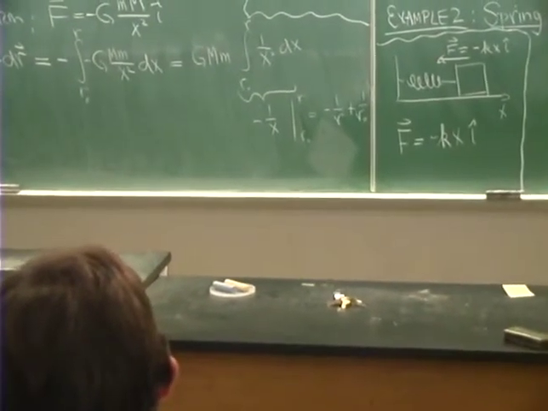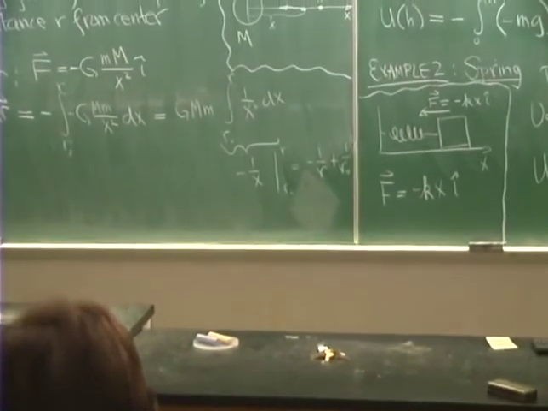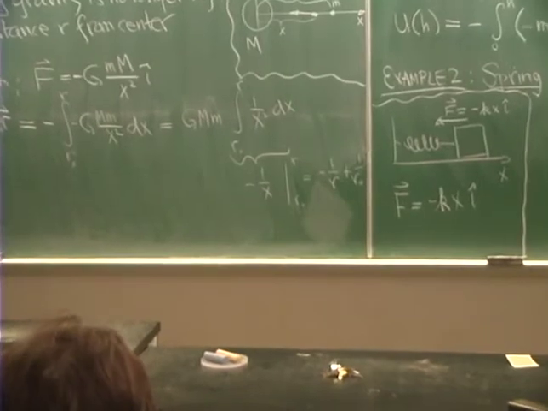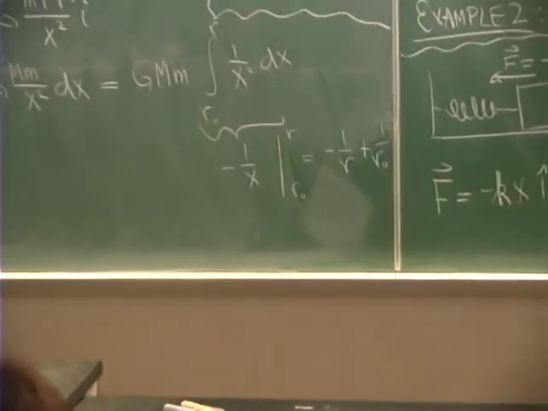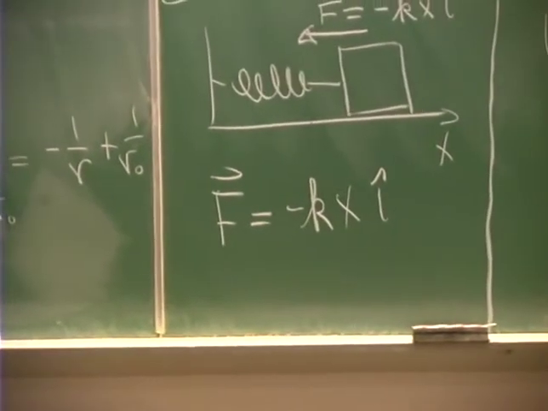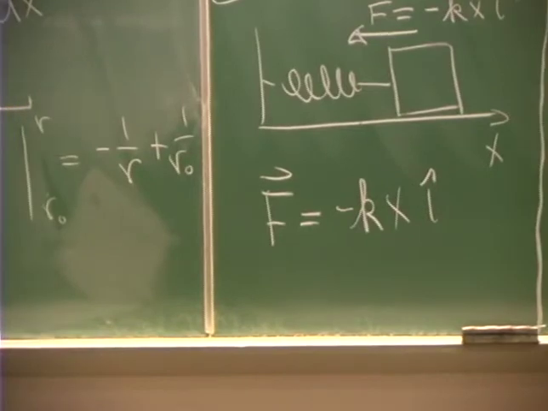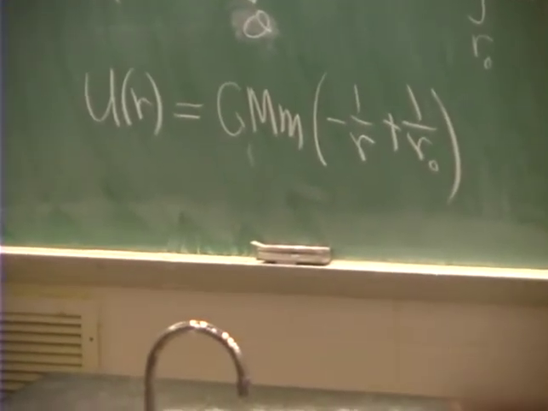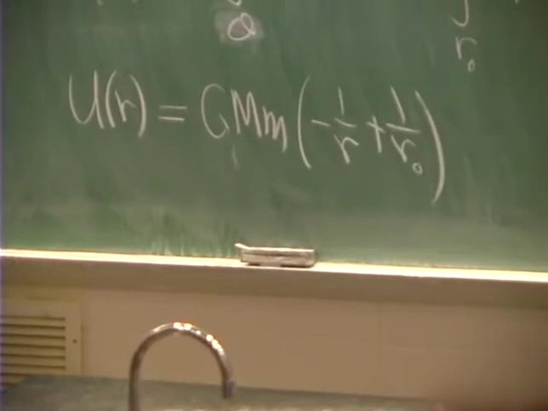So what is the potential energy here? The potential energy of an object of mass m located at a distance r from the center of a large object of mass capital M. The answer is G times the product of the masses times minus 1 over r plus 1 over r0, where r0 is the distance from the center to the reference point. There is U.